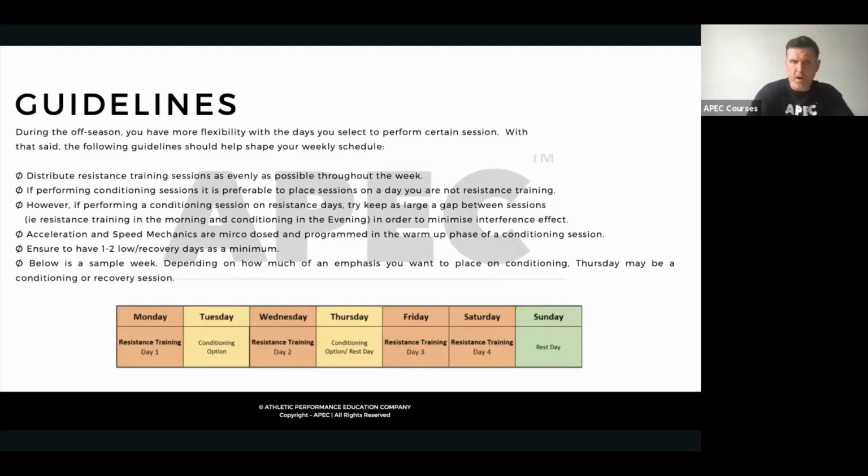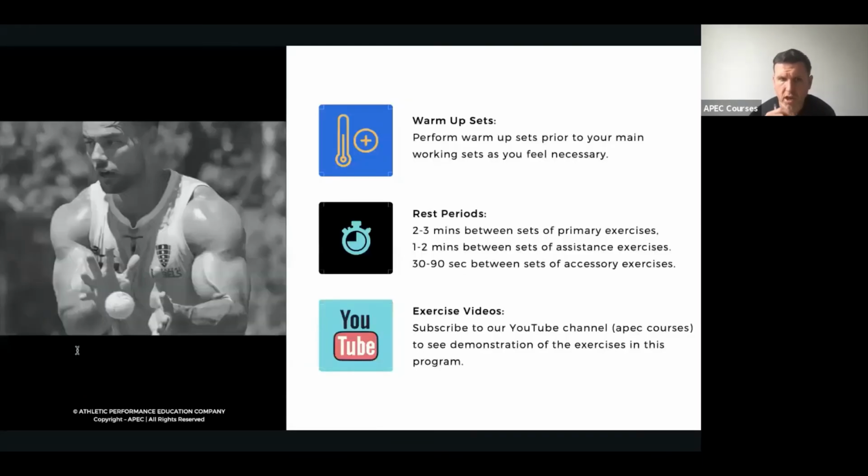With this particular group of athletes, there was a little bit of acceleration and speed mechanical work done, but it was programmed in terms of just the movement mechanics of acceleration, and we did that in the warm-up. Again, we did this to minimize the effect on training. So it was just micro-dosed. We also made sure that we had 1 to 2 low training days or days where they could recover. And at the very bottom here is exactly what the weekly structure actually looked like.